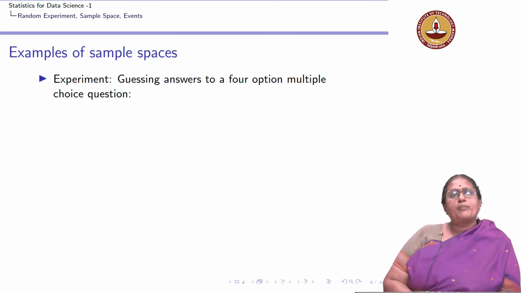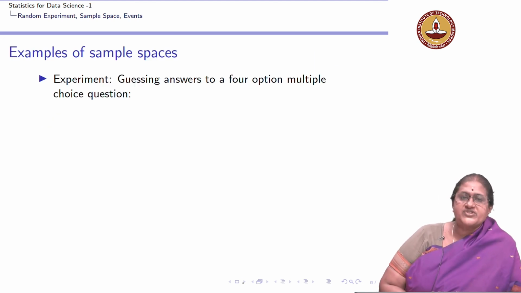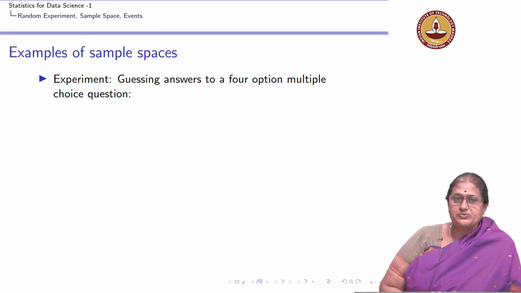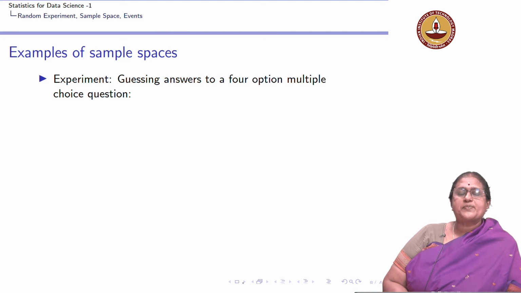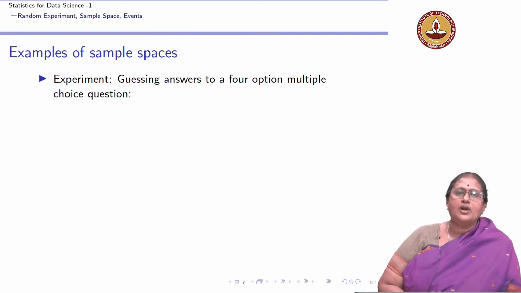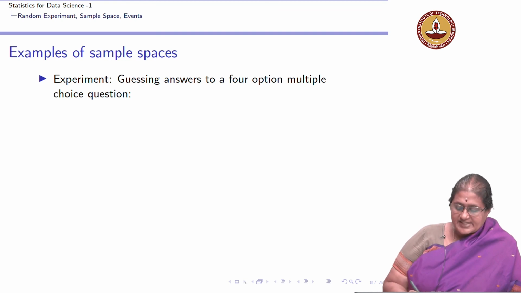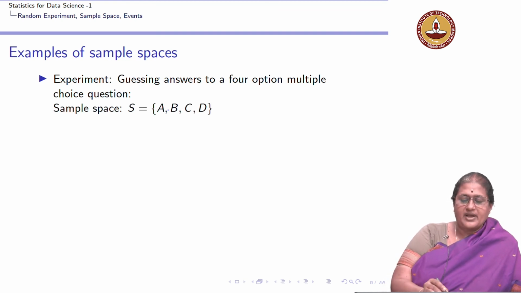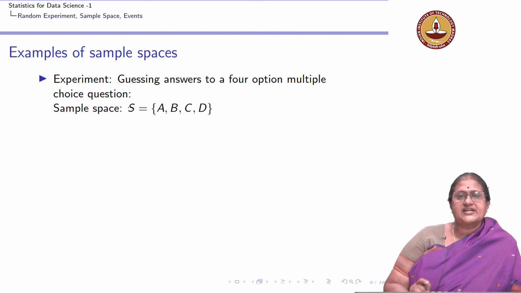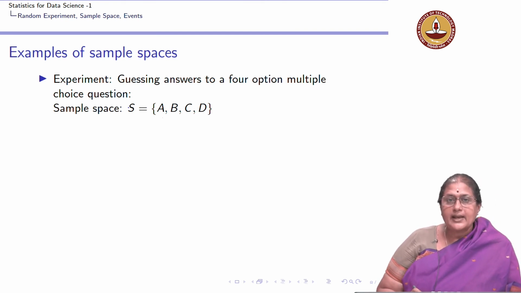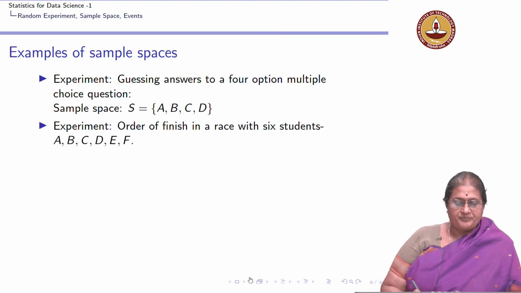So, now let us go back to the experiments which we have seen earlier and represent them now as sample spaces. Recall, a sample space is a set of all outcomes of my experiment. So, for guessing answers, the sample space is going to be, I have 4 outcomes: A, B, C, D. I represent S equal to {A, B, C, D}.